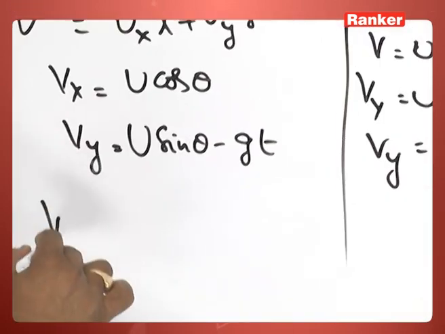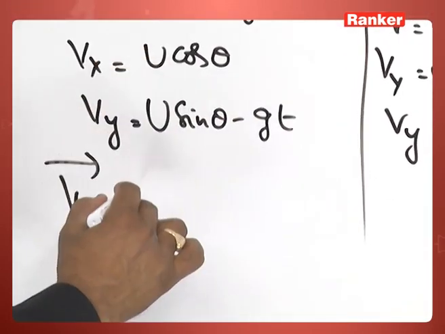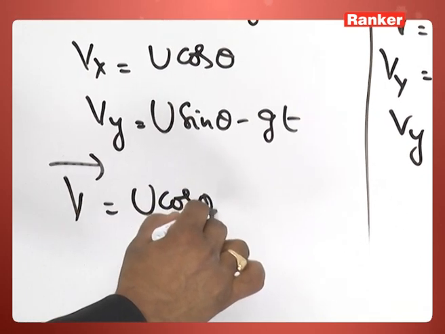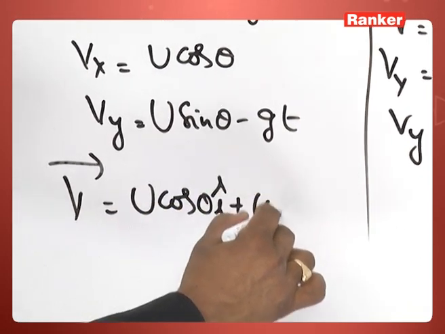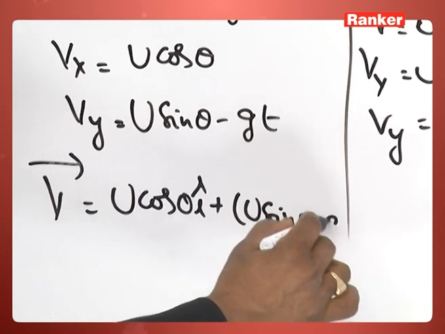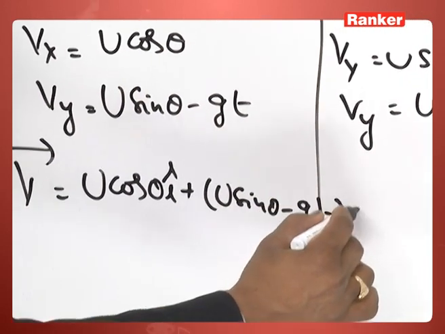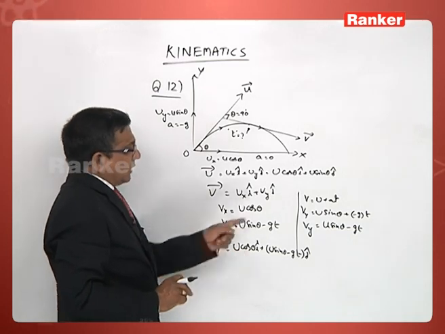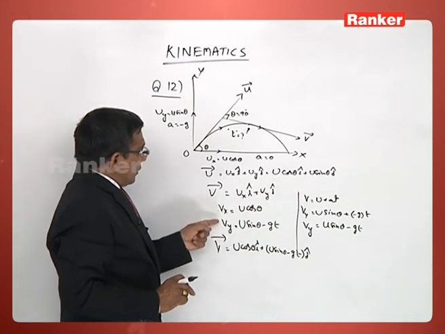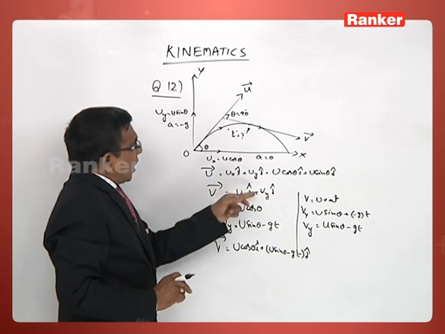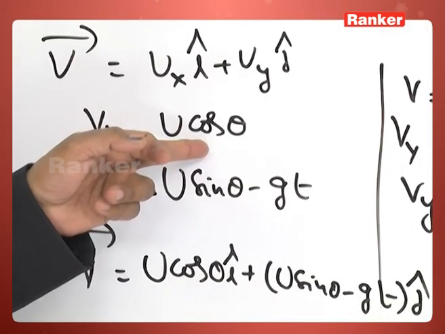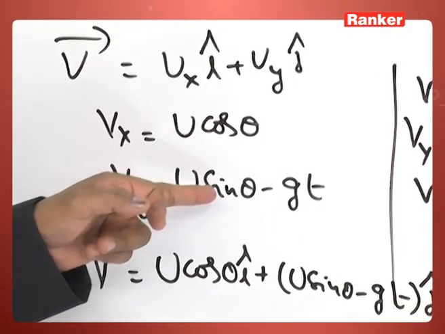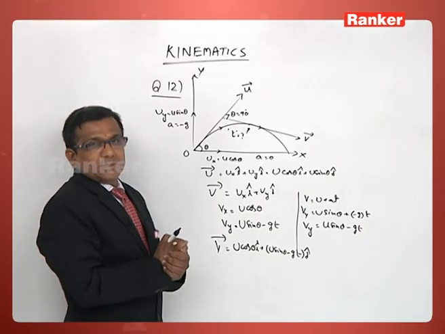Therefore, how do you write this velocity vector? V bar is equal to u cos theta i cap plus u sin theta minus gt j cap. So, this is the velocity vector after a time t. By using this, you can calculate vx and vy. In horizontal direction, you are getting only u cos theta. In vertical direction, you are getting u sin theta minus gt.